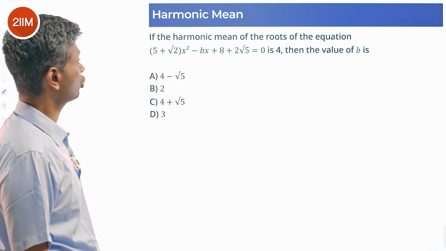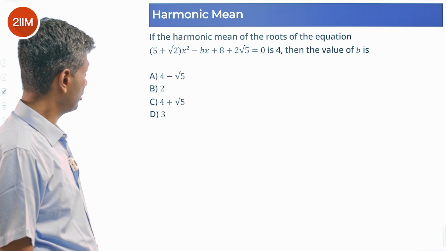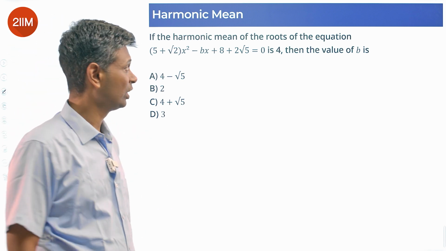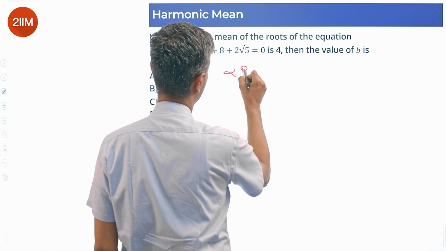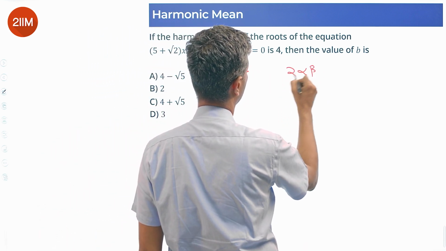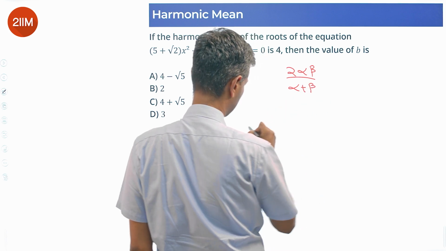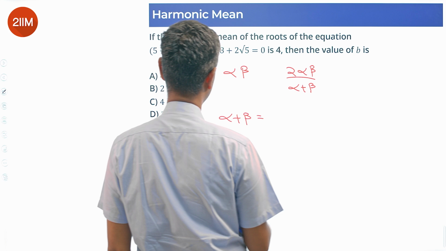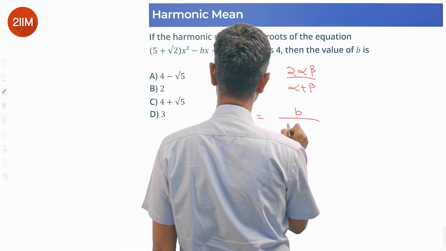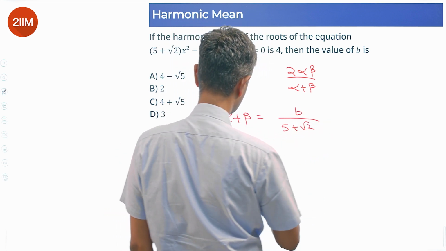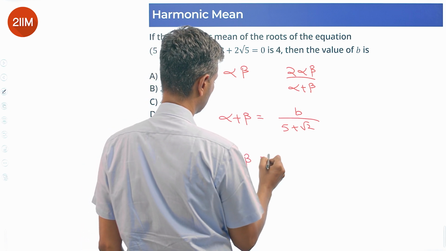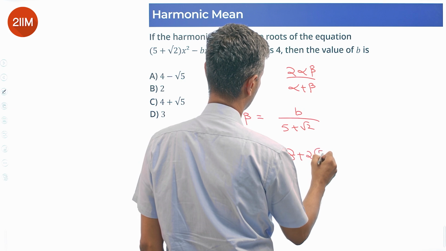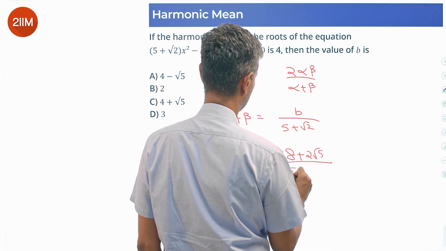The harmonic mean of the roots of the equation (5 plus root 2) x square minus bx plus 8 plus 2 root 5 equal to 0 is 4. The roots of the equation are alpha and beta. Harmonic mean is 2 alpha beta by alpha plus beta. Alpha plus beta is minus b by a, this time it will be b by 5 plus root 2. Alpha beta is c by a, 8 plus 2 root 5 by 5 plus root 2.